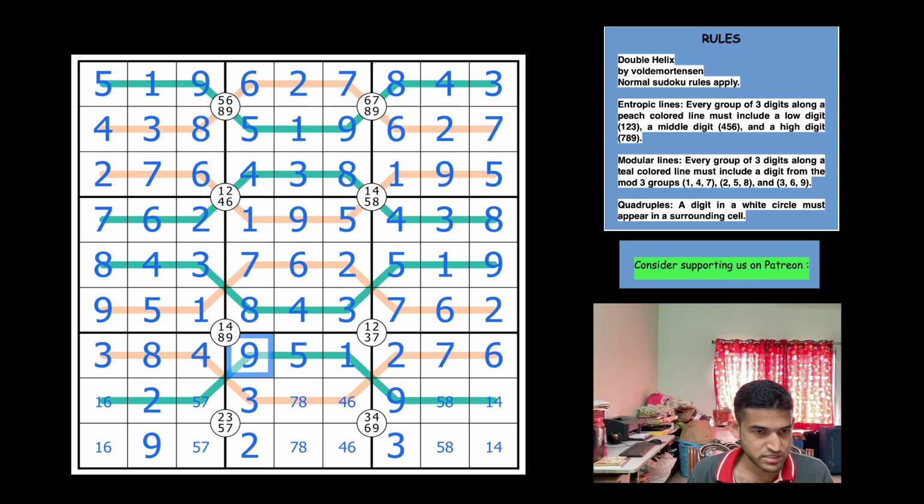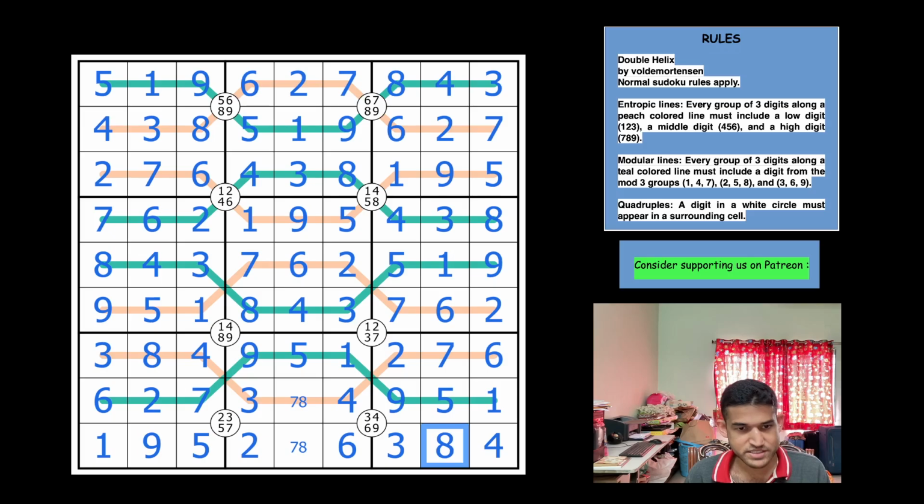A, B, C, A. Okay, these two are from the same set and they are on a teal line, so 3, 6 and 9. This has to be a 6. 1, 1, 4, 4, 6. And again, uniqueness issue, an extended unique rectangle, but still. Okay, A, B, C. A and C cannot be from the same set. So this is a 7, 5, 5, 8, 8, 7.